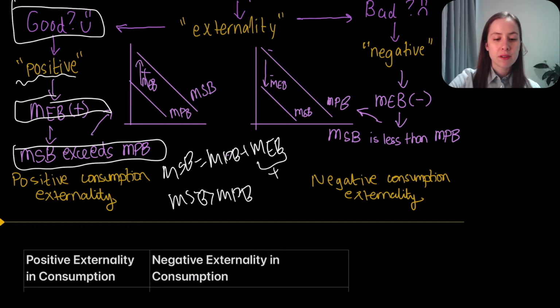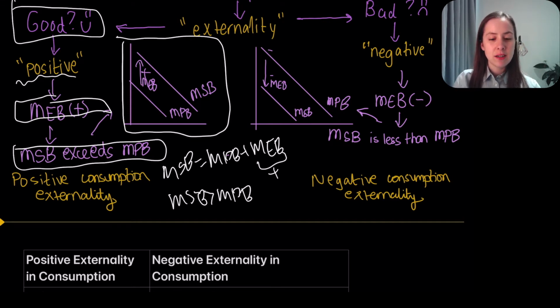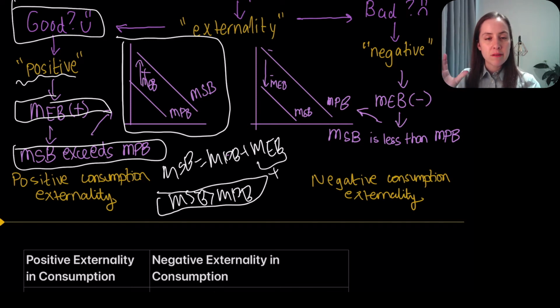And here I've drawn this cool graph showing that the MSB is literally vertically higher than the MPB. So I've been true to this equation. That's been caused because of the benefit to the individual, the MPB, there was also the benefit to the third parties, the MEB, resulting in a much higher social benefit, the MSB.